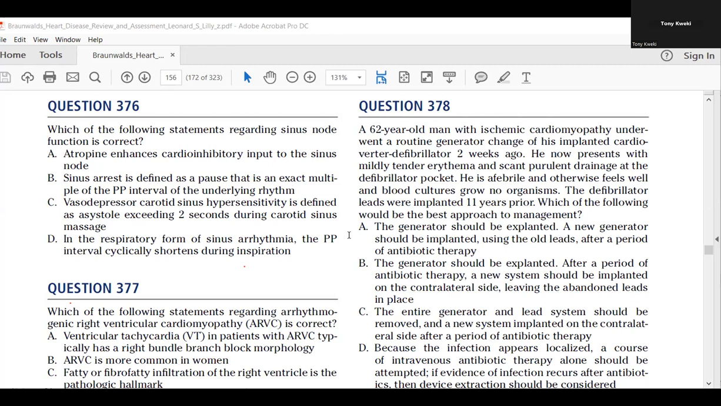And this is due to inhibition of the vagal tone. So basically, in the respiratory form of sinus arrhythmia, the PP interval cyclically shortens during inspiration, and that answer is correct. So the correct answer for 376 is definitely D.